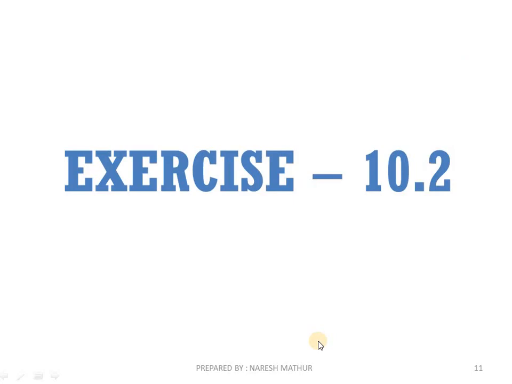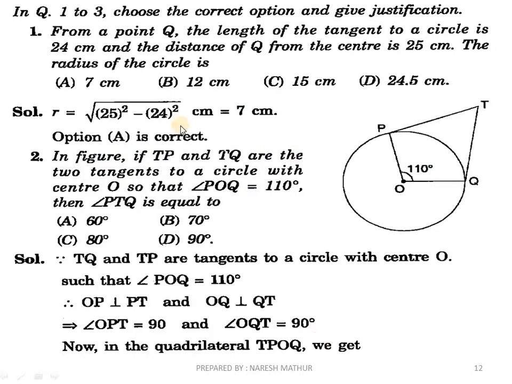Alright, now moving to exercise 10.2, we need to give the right answer. From a point Q, the length of the tangent to a circle is 24 cm and the distance of Q from the center is 25 cm. Then the radius of the circle, obviously the hypotenuse square minus the perpendicular square, base square. So 25 square minus 24 square would be 7 cm. Alright, so option A is right.